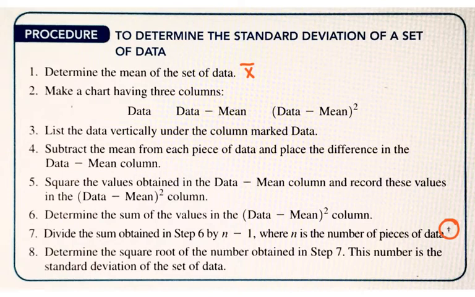So then lastly, I know it's a lot of steps. Lastly, for step 8, we determine the square root of the number obtained in step 7. This number is the standard deviation of the set of data.